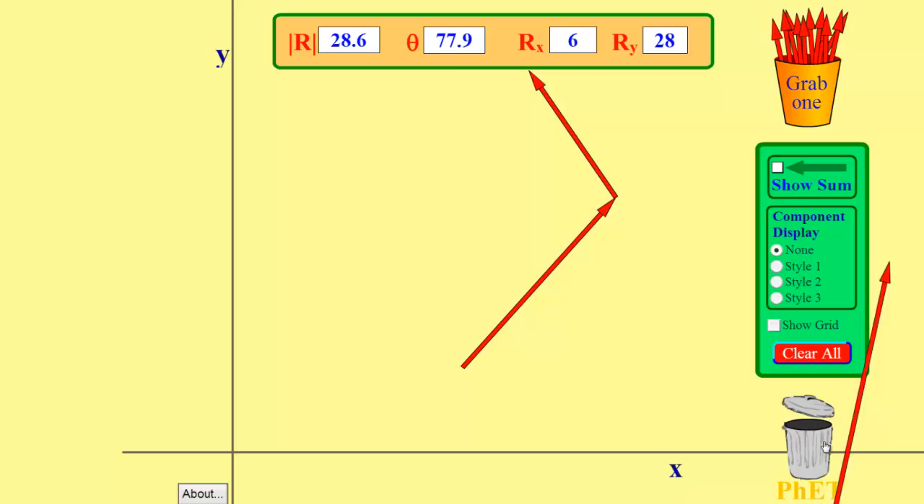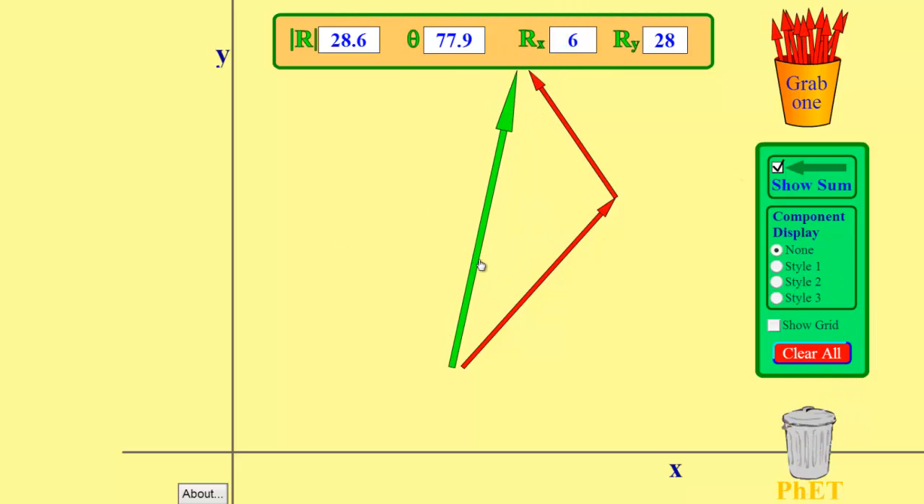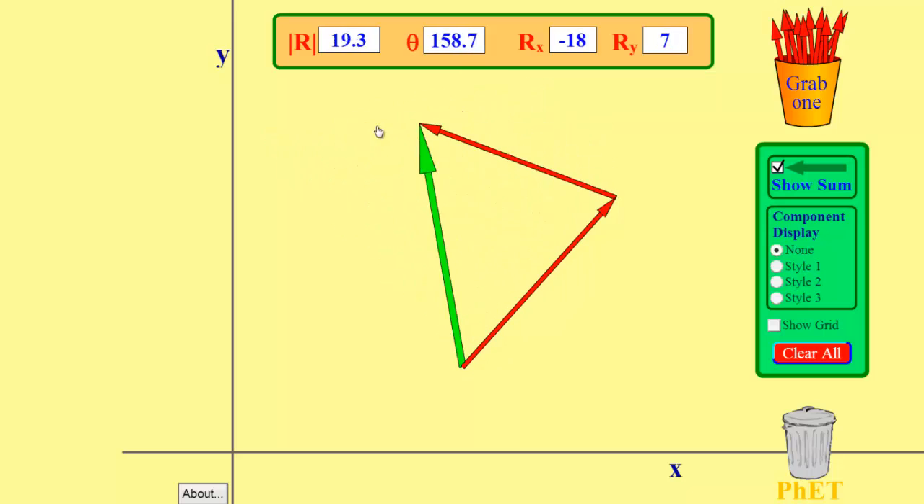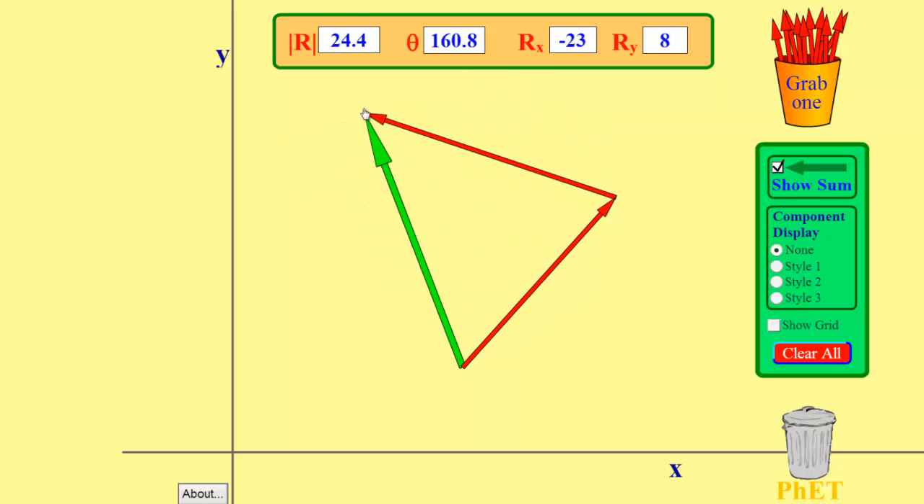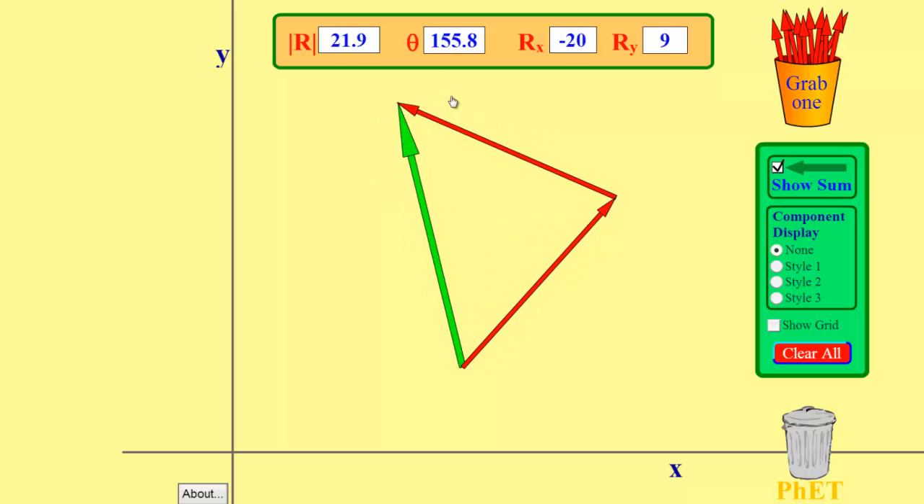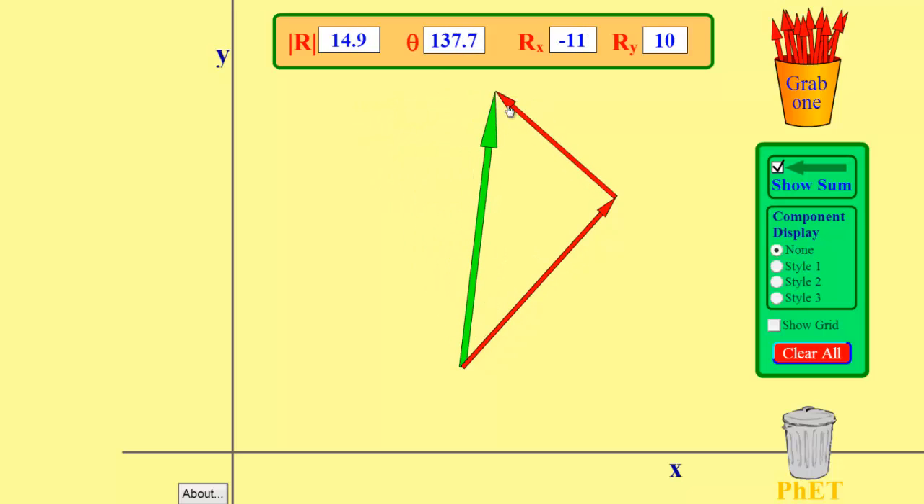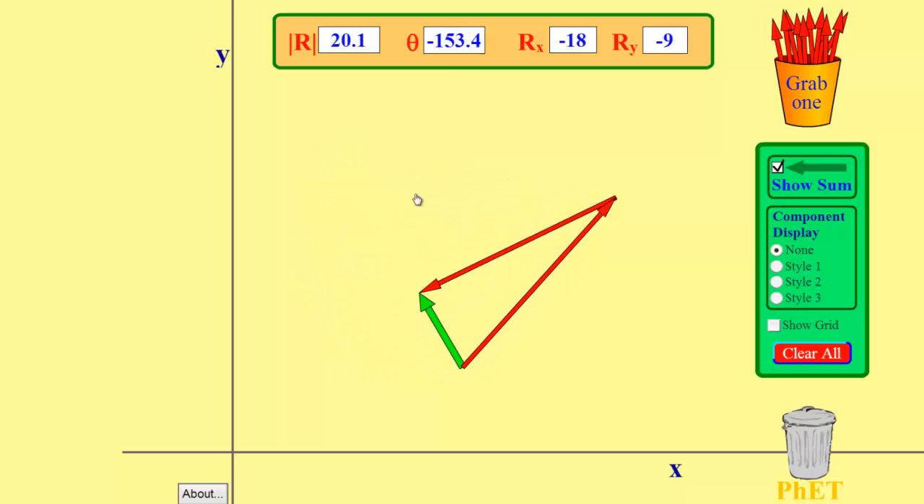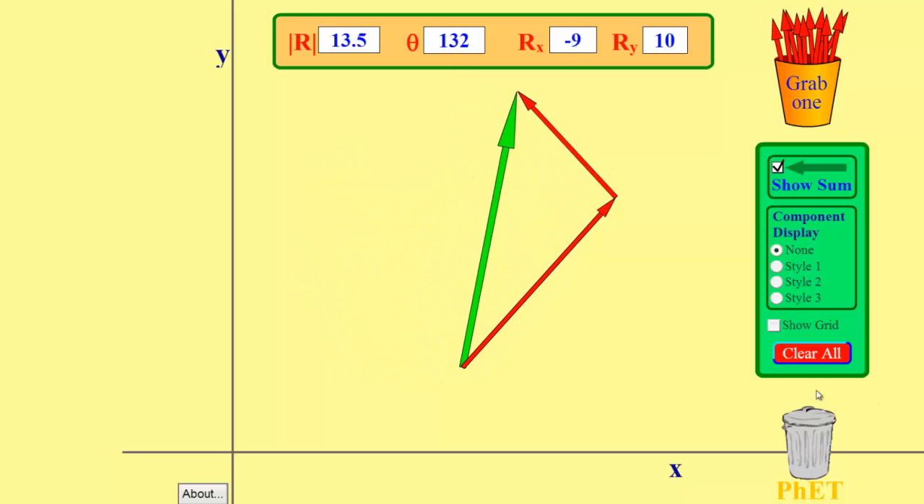I can show you with the simulation here. It should be the same as this. As long as your head and tail are sticking together, it should always be the same. Whenever you change one of the vectors, the resultant will change accordingly, of course with different direction and different magnitude, things like that. So you can try this and get the idea.